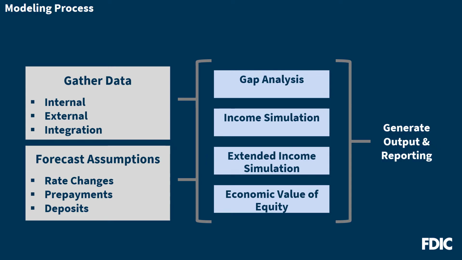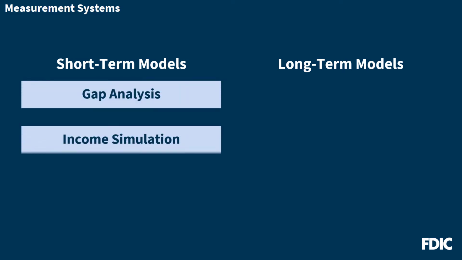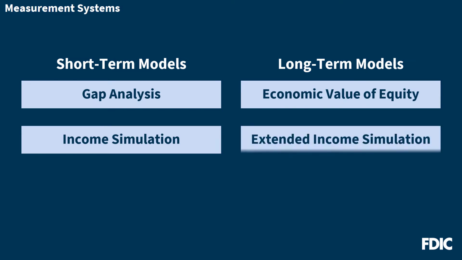The models produce reports that allow management to perform level and trend analysis, evaluate key assumptions, and compare results to risk tolerances. There are several commonly used measurement systems, which can be divided into two broad categories: short-term and long-term models. Short-term models look at earnings at risk and include gap analysis and income simulation models. Long-term models, on the other hand, measure capital at risk or extended earnings exposure. The primary example of a capital at risk measurement is an economic value of equity model, or EVE model. Extended income simulation models can assess the impact of certain products with embedded options extending beyond the 2-year time period used in standard income simulations.